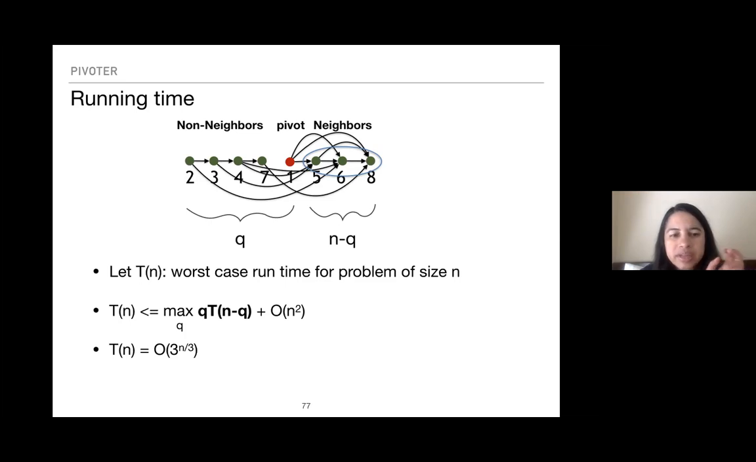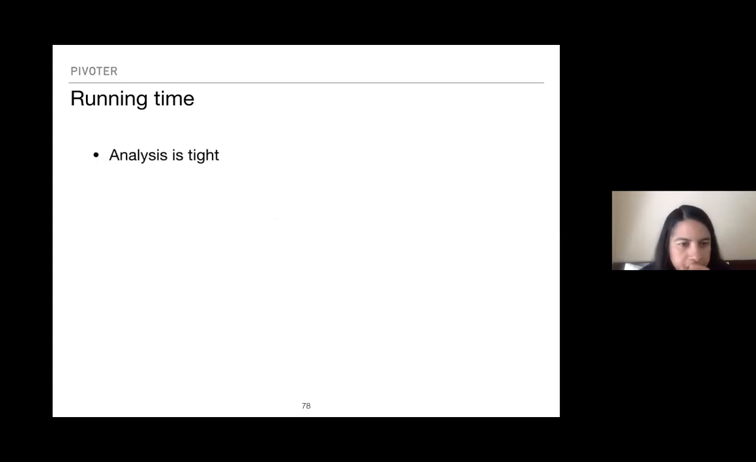And so the resultant recurrence: if we let T(n) be the worst case running time for a problem of size n, then T(n) is less than the max over all q of q times T(n minus q), because there are q subproblems created, each of size at most n minus q, plus O of n squared. This O of n squared work is required to build the subgraph at each level. And one can show that the solution for this is 3 to the n over 3. This analysis is actually tight.